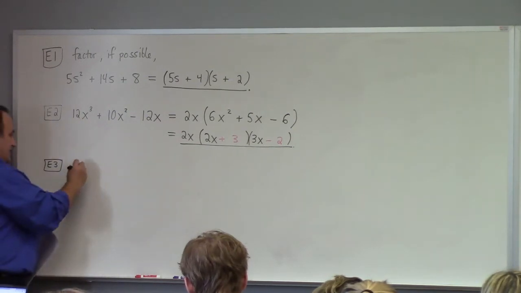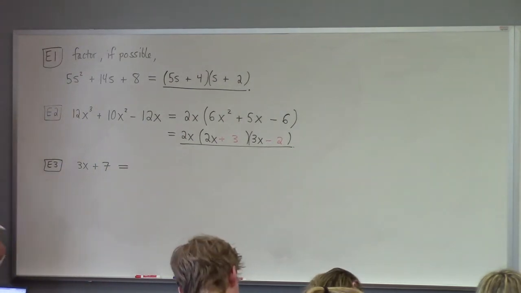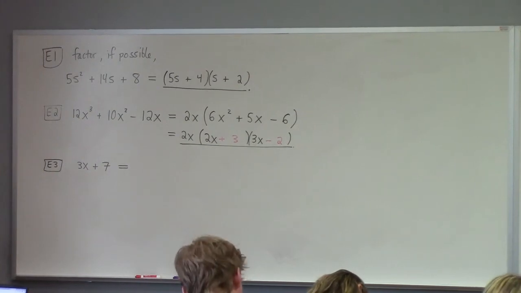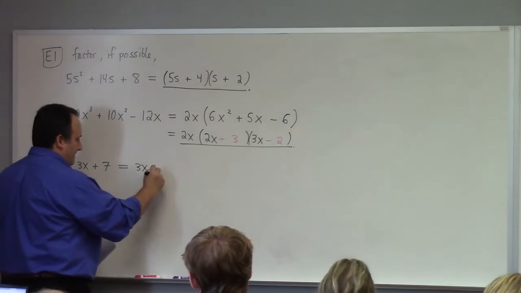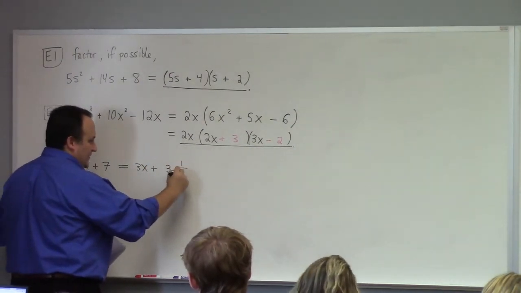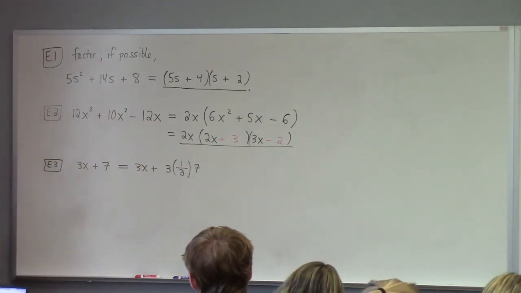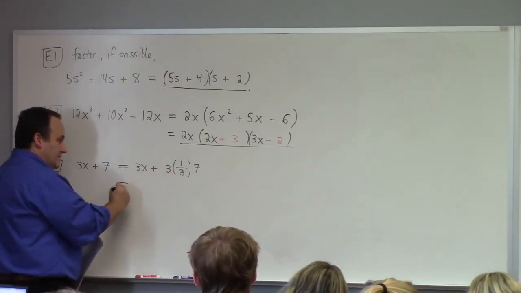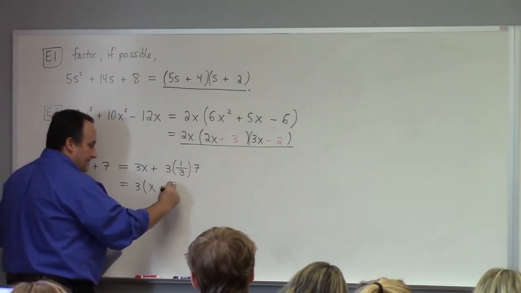For example, if I had 3x plus 7 and I wanted to factor this, I could, right? I could pull a 3 out. How do you pull a 3 out of a 7? So that's 3 times 1/3, right? Three times 1/3 is 1, right? So if I do that, then I have a common 3 here and here. I can pull the 3 out. And of course, this times this is just 7/3.